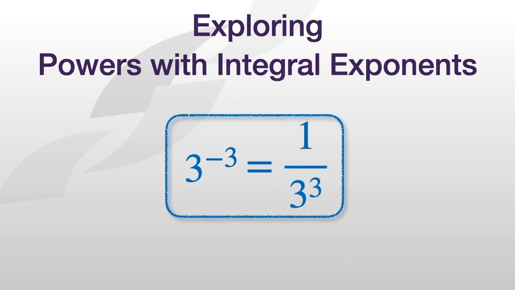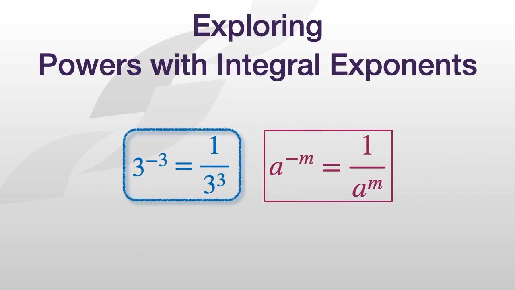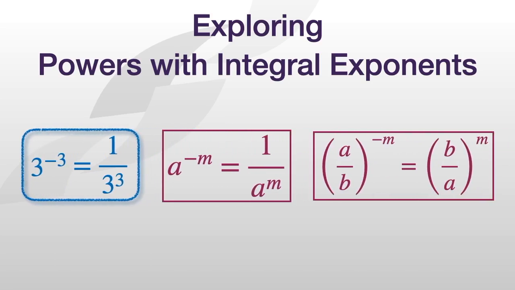And generally, a negative exponent means to do the opposite or inverse operations. In other words, we take the reciprocal. And so another general expression we can state is that a over b to a negative exponent is its reciprocal to the power of the positive exponent.